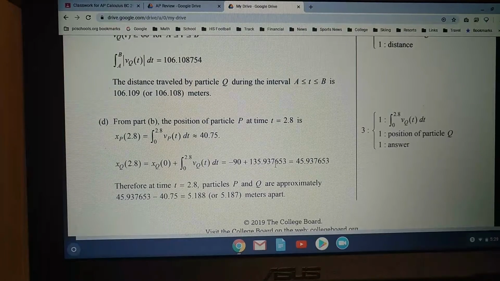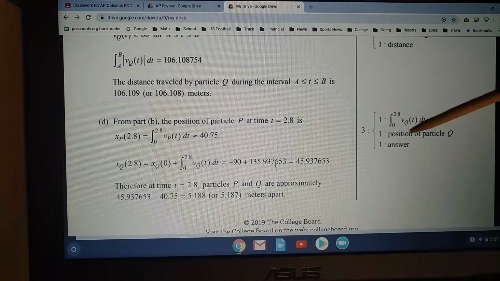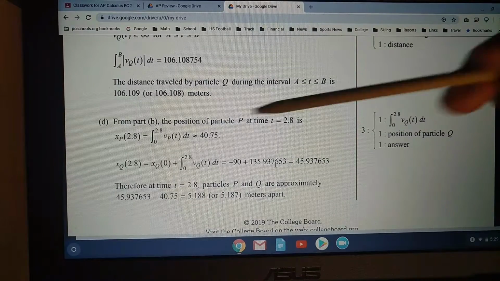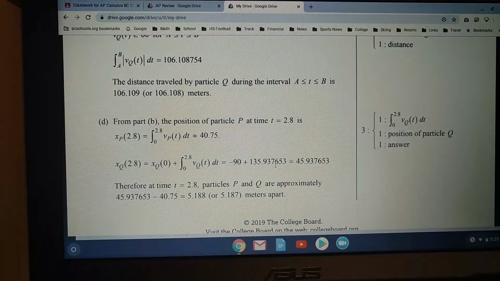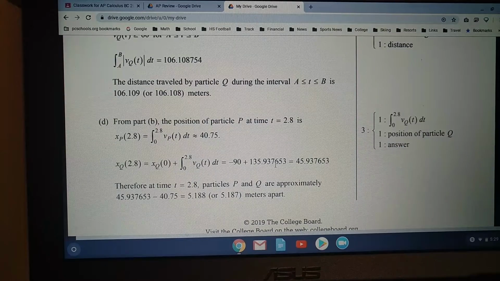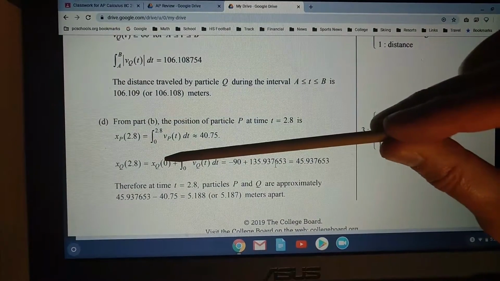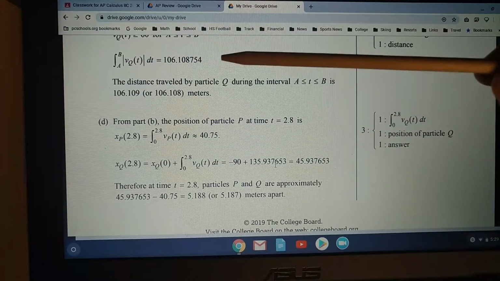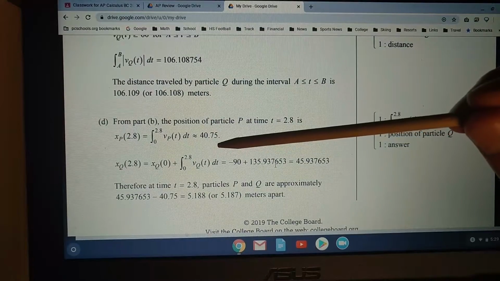For part D, you get 1 point for knowing that you need to use this integral. So we see that integral right here, that gets you 1 point. Okay. Then we also know what the answer to that is from part B. And then you get 1 point for getting the position of Q, which means that you have to establish that you go with our Q at 0 and then integrate from 0 to 2.8.